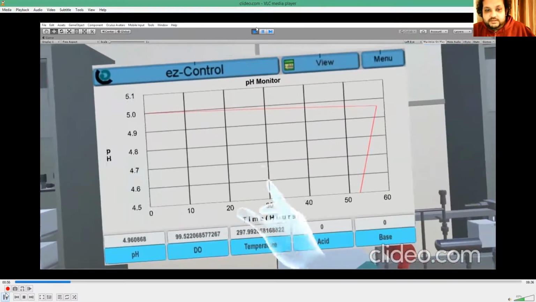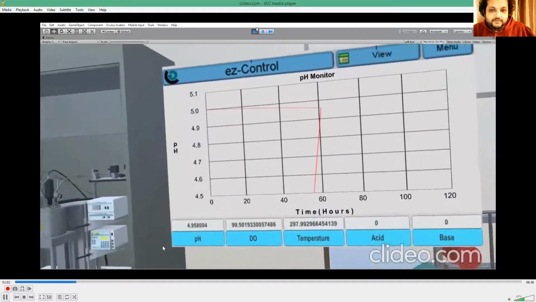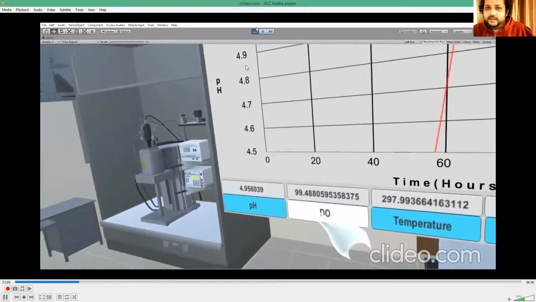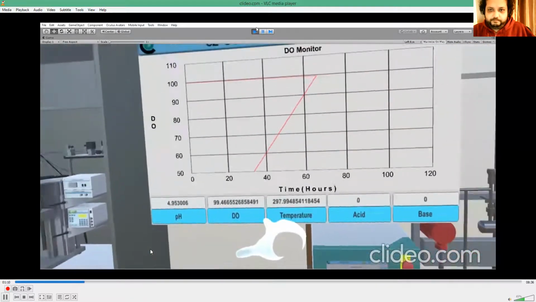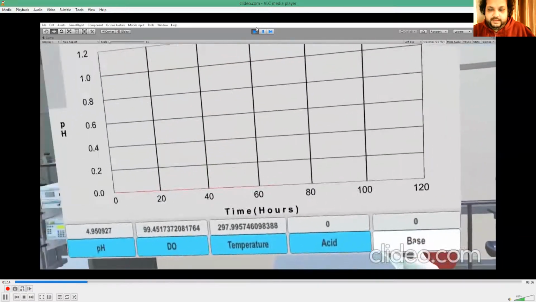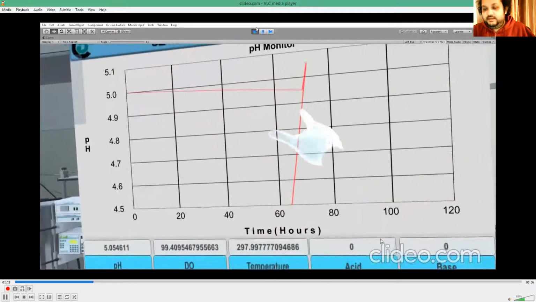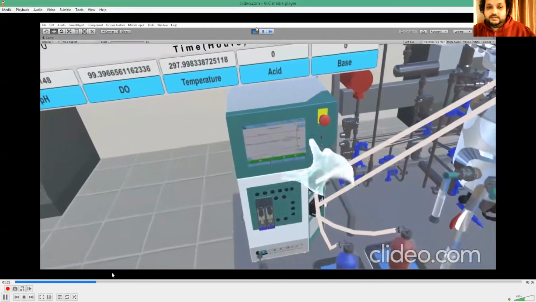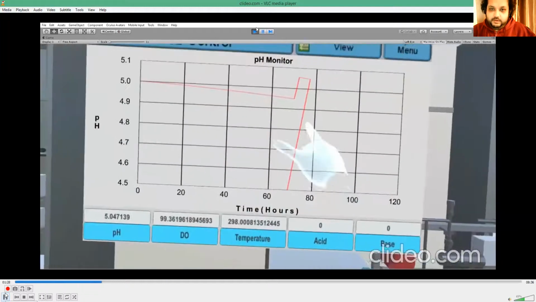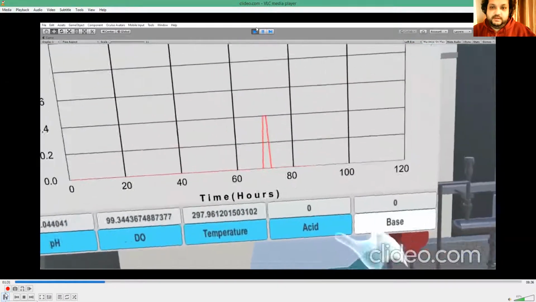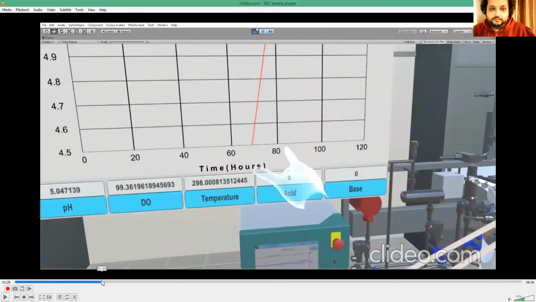So for instance, you can see the pH level is around 4.95, and we have set up an alarm at 4.9, and this is the dissolved oxygen. It is a PID control based system. So when the pH level goes below a certain level, there is a burst of alkaline or acid from the pumps.